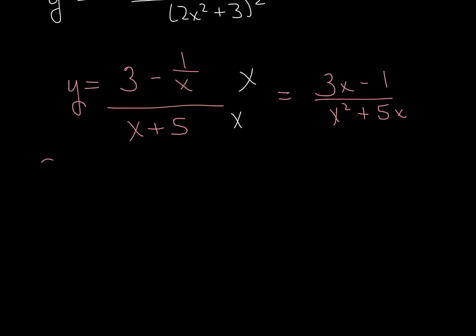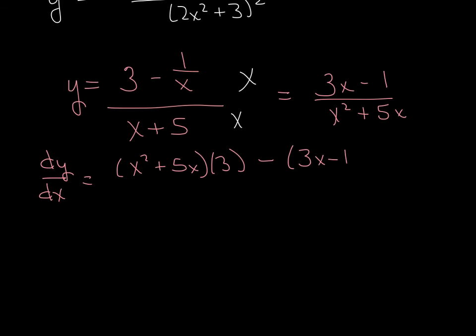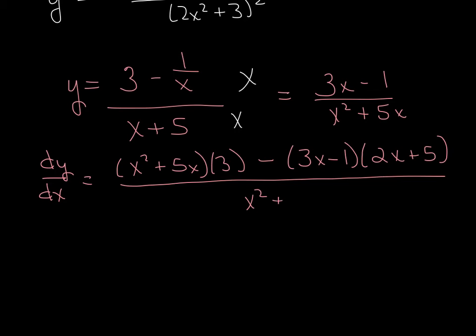If we find the derivative with respect to x, remember it's the denominator times the derivative of the numerator, which in this case is 3, minus the numerator times the derivative of the denominator, which is 2x plus 5, all over the denominator squared.